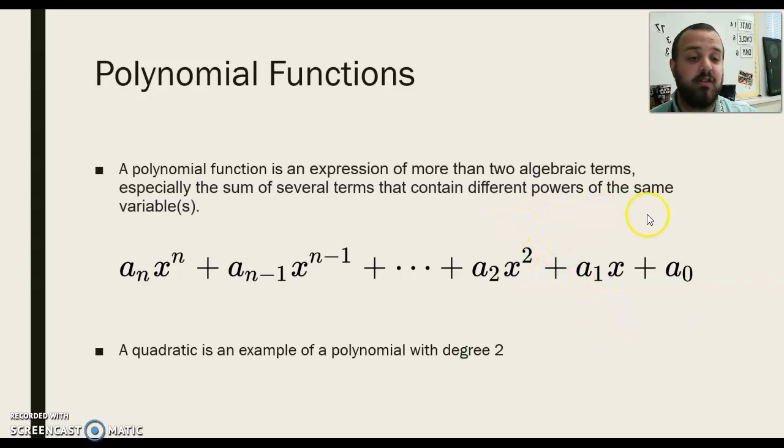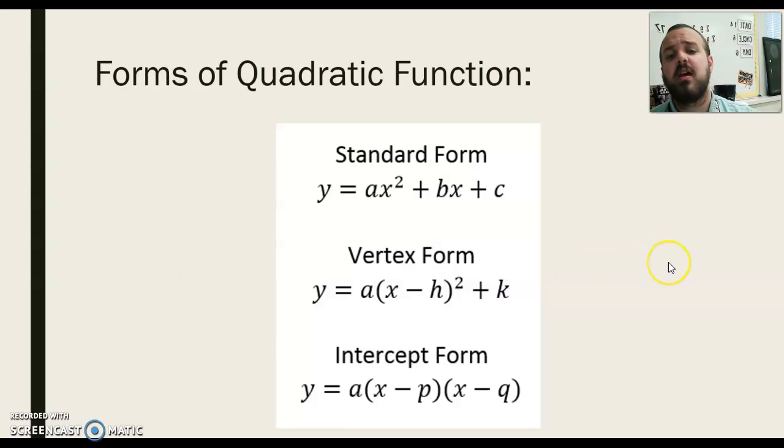But anything of power 2, so these last three terms, anything with that degree, would be a quadratic, as we've been talking about so far. There are three different ways that we can write a quadratic. These are the three different forms they come in. The first one is the standard form, which looks like our last slide: something times x squared plus something times x plus something. Okay? ax squared plus bx plus c.